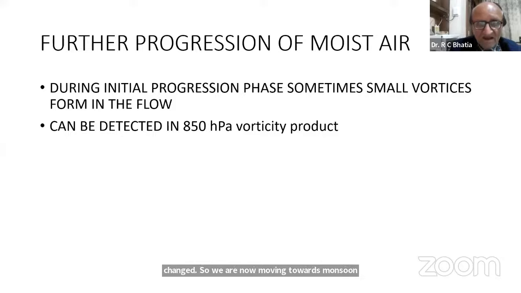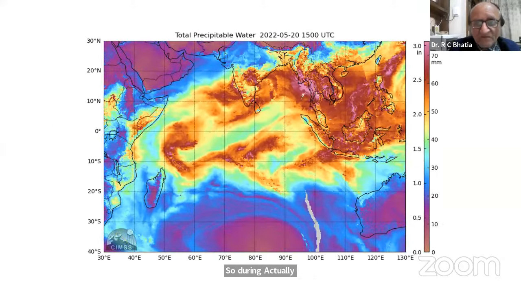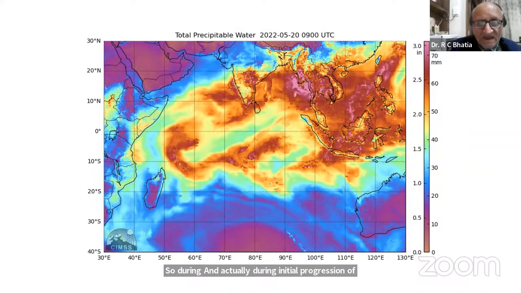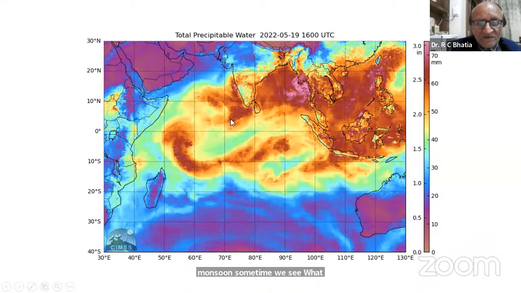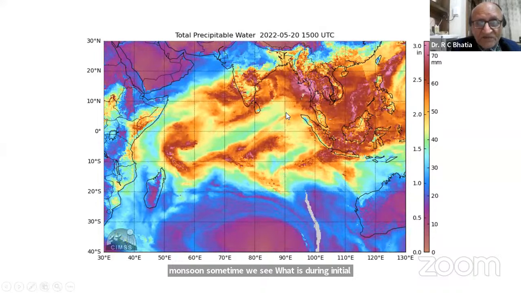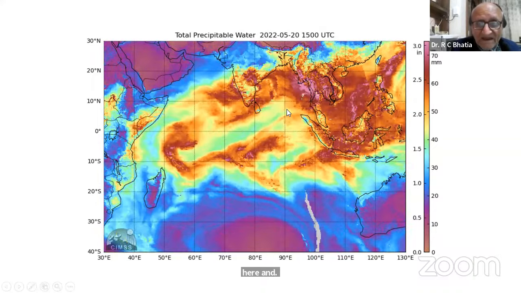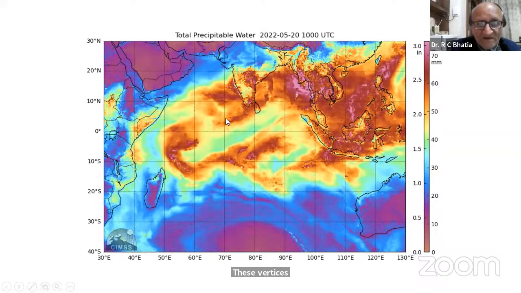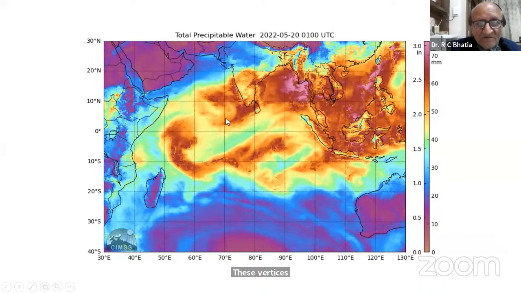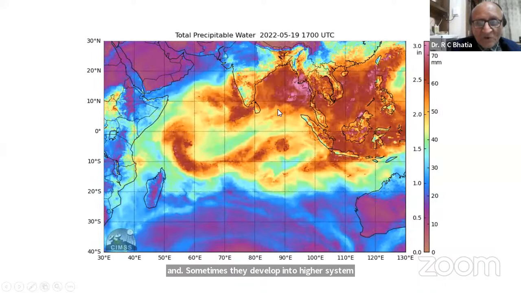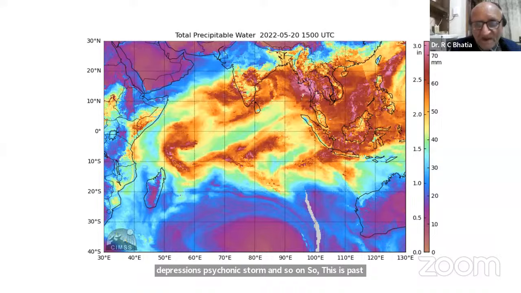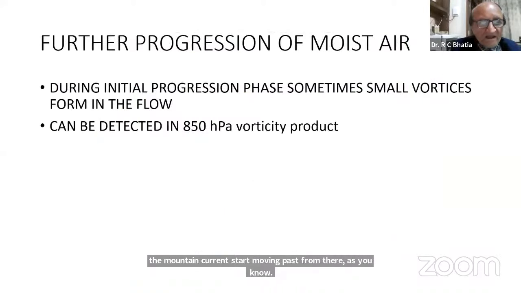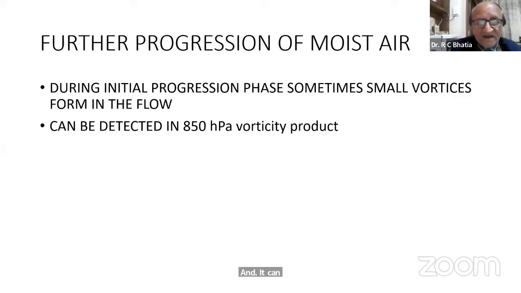So during initial progression of the monsoon, sometimes we see vortices, sometimes here, sometimes here. And these vortices are quite useful for carrying it forward, and sometimes they develop into higher systems, depression, cyclonic storm, and so on. So the monsoon current starts moving first from the Bay of Bengal, as you know, and it can be detected in the 850 vorticity product, the vortices which I mentioned just now.